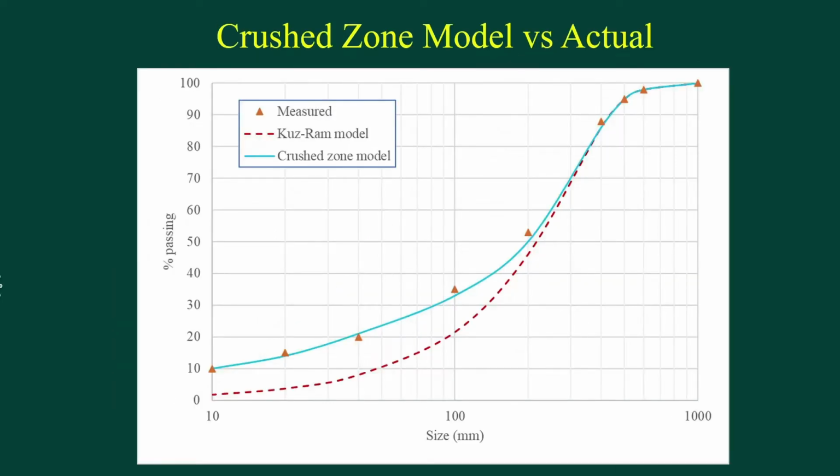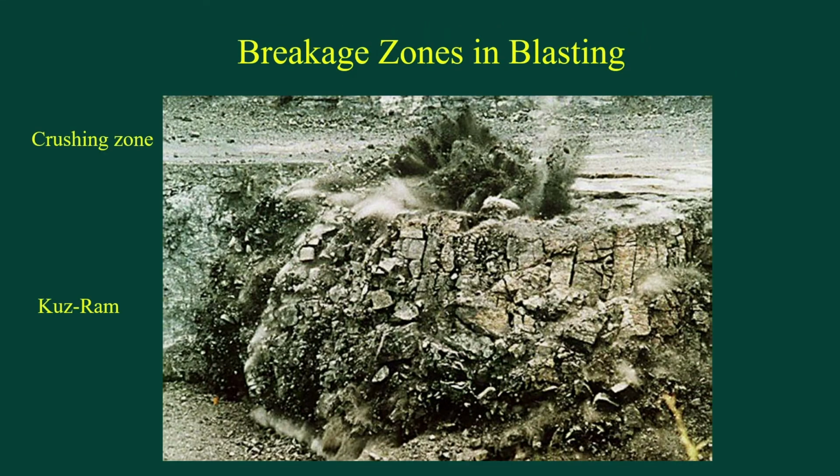So let's see how well Sharma-Kanchibhotla's crushed zone model does. And you can see it matches the Kuz-Ram pretty well right the way down to around about 200, 300 millimeters. And then as we get finer, the crushed zone model follows the measured data very well indeed, and the Kuz-Ram model gets progressively worse and worse as we get finer and finer.